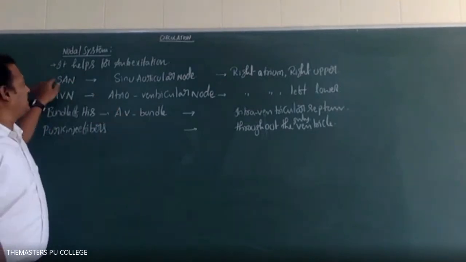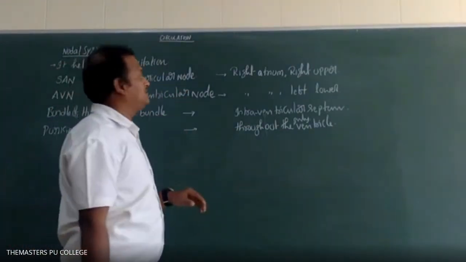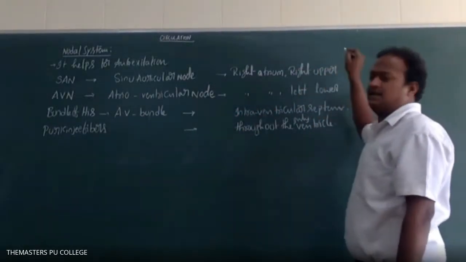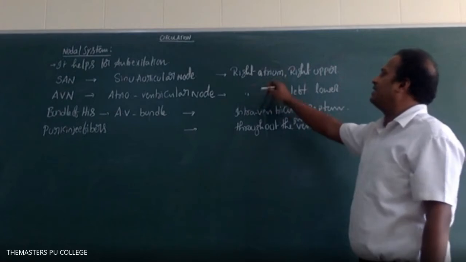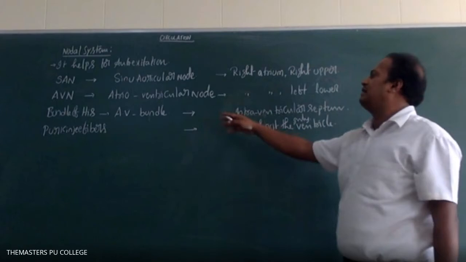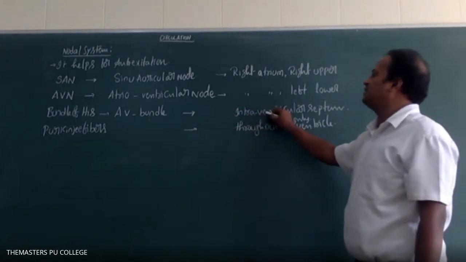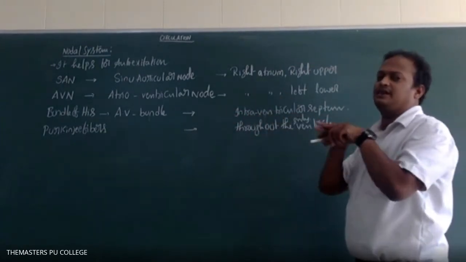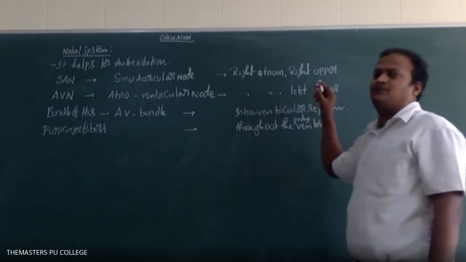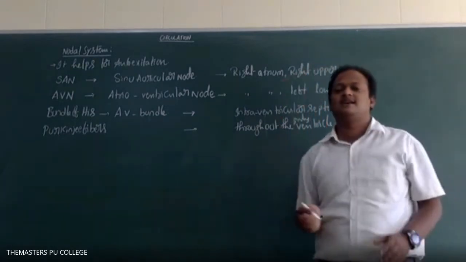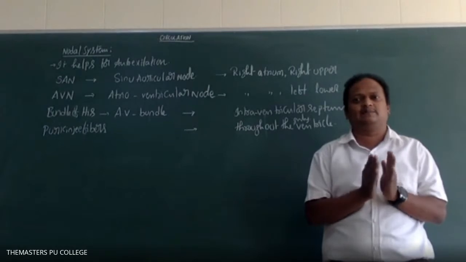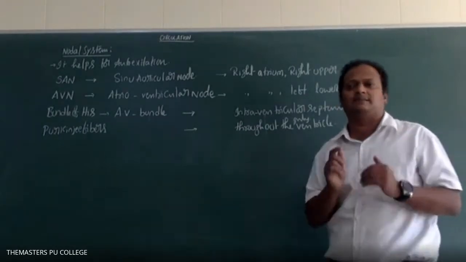Atrioventricular bundle. Where is the SAN located? What's the location of SAN? In the right atrium, right upper region, SAN is present, and AVN is present in the right atrium, left lower region. The bundle of His starts from AVN and is distributed to the ventricles through the intraventricular septum. What is meant by intraventricular septum, students? The septum, the wall which is present between the ventricles.